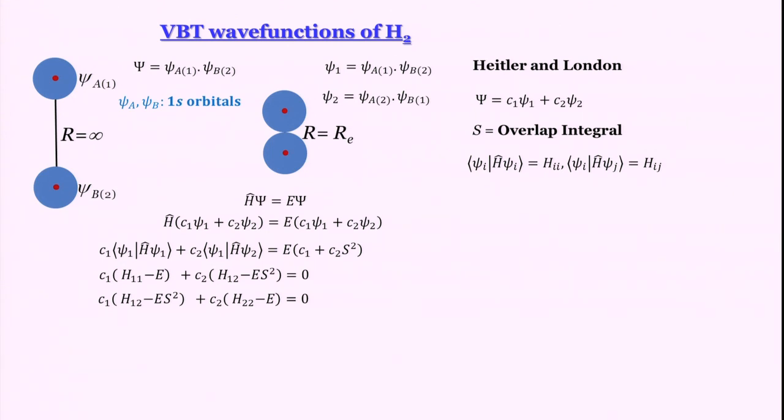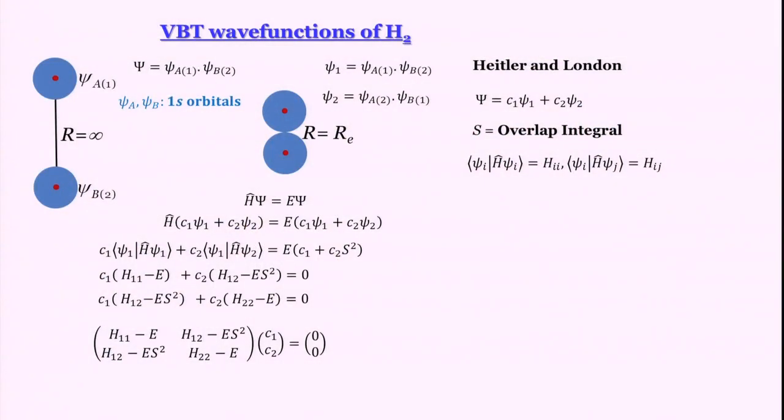Now, this is the system of linear equations that we have. I hope we are all comfortable with writing this in terms of a matrix equation. Now, see, we have an interesting situation here. The right hand side is a null matrix. What are the possible solutions of this equation? Well, one solution is C1 equal to 0 and C2 equal to 0. And if C1 equal to 0 and C2 equal to 0, then we do not have to care about Heitler and London, we can just go home.